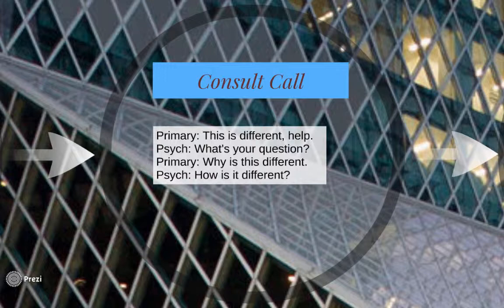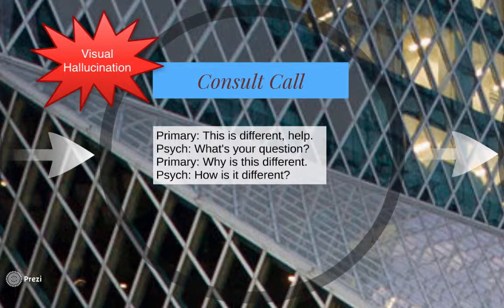When the primary team gets off the phone, they should have a clear idea in their mind of the question the consultant is going to answer. The question is more for the primary team to help set realistic expectations. Let me illustrate with an example. Let's say neurology calls psychiatry and says, "I have a consult. We have a patient with visual hallucinations."